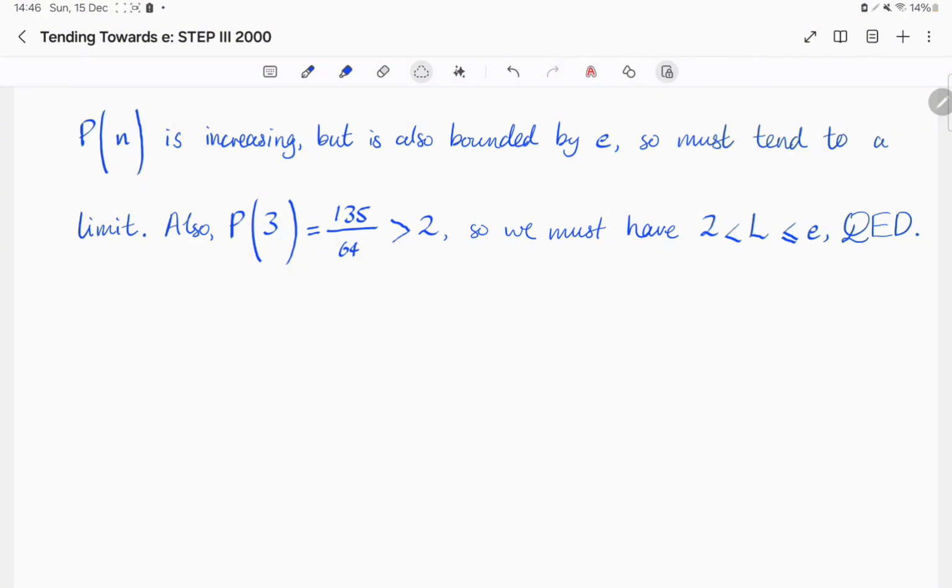We can now move on to the final part of the question. P of n is increasing, but is also bounded by e, and so must tend to a limit as n tends towards infinity. Also, P of 3 is already greater than 2, so the limit must be strictly greater than 2 and less than or equal to e, as required.